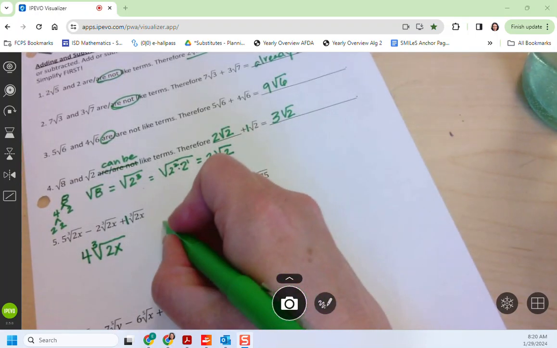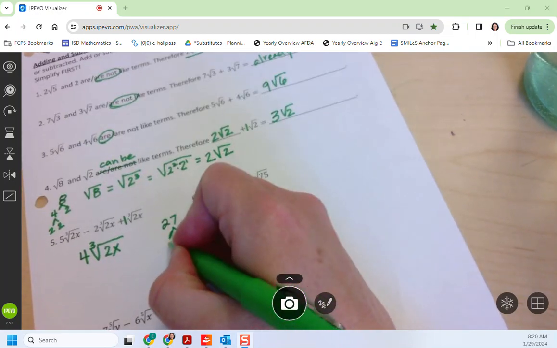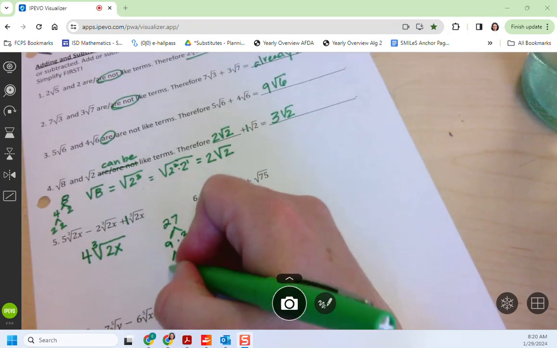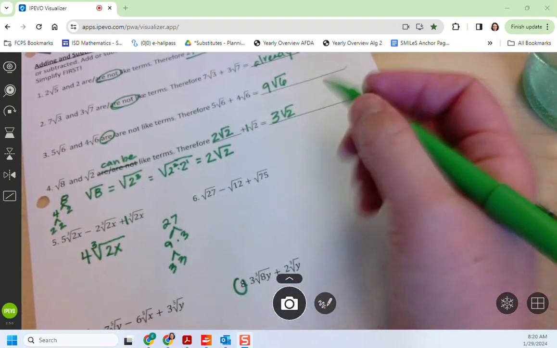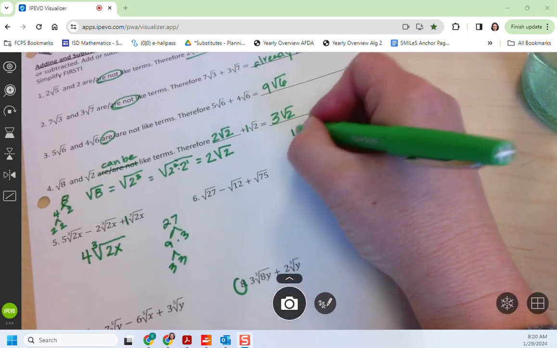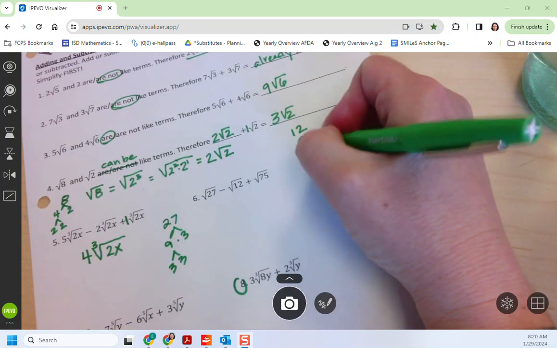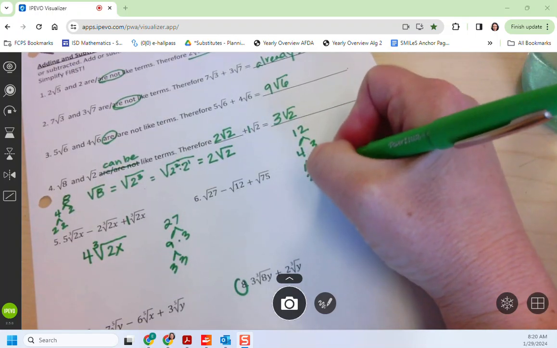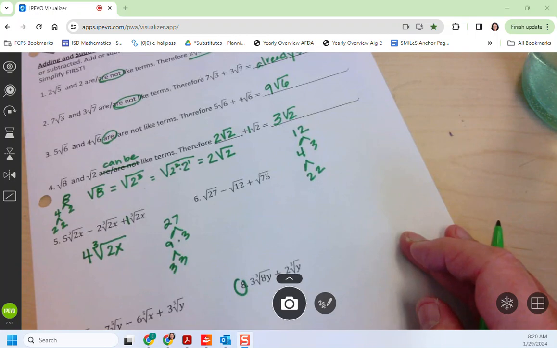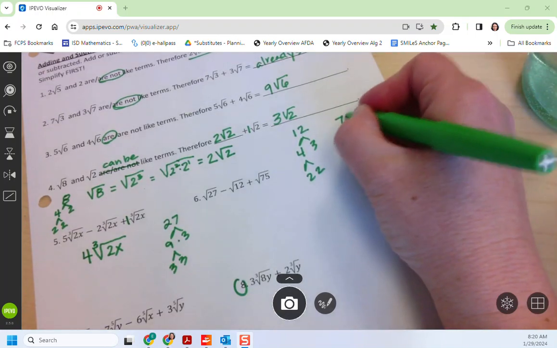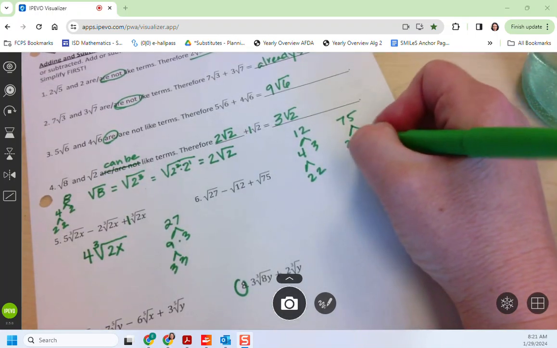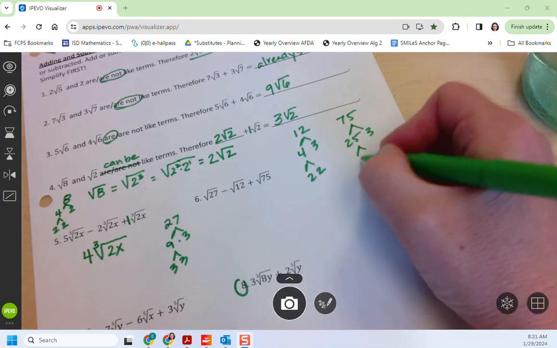27, 9 times 3, 3 times 3. 12, 4 times 3, 2 times 2, and 75, 25 times 3, 5 times 5.